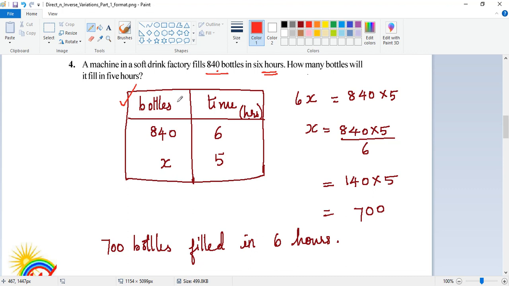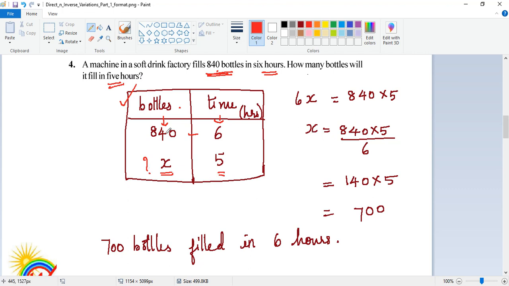So I have made a table for bottles and time. Now I just have to place the things under the category. It says 840 bottles, so I write 840 under the bottles column. In 6 hours, so it takes time 6 hours. So if for 840 it is 6 hours, next to the 840 I write 6 under the time column. Then they are talking about how many bottles will be filled. We don't know how many bottles, so under the bottles you write X because we don't know what X is. And time is 5 hours they have given. So you take 5 over here. So for 5 hours, how many bottles? This is the question mark thing. So I put the X over there.